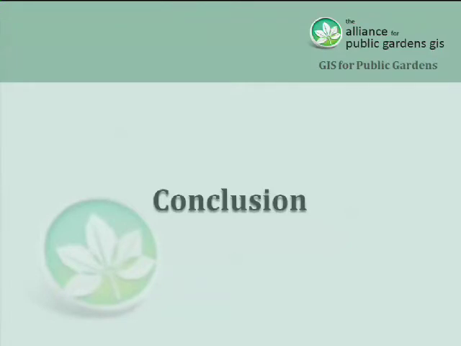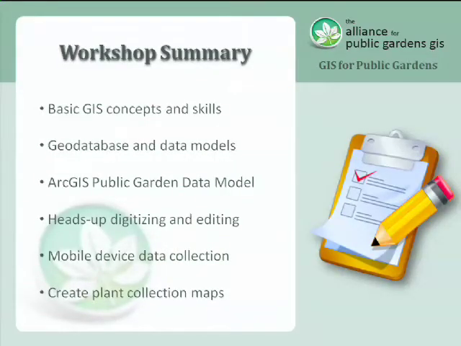Okay, so to wrap up today, we started off by covering really basic things, like what is GIS and how does ArcGIS Desktop work. We talked a little bit about the geodatabase and the different elements that go inside of it, and how the data model works. We learned how to download the data model, and if you're interested in downloading it for your own use, you can. On the first page of the Alliance for Public Gardens GIS website, just click on that and it takes you right to the spot to register and download it.